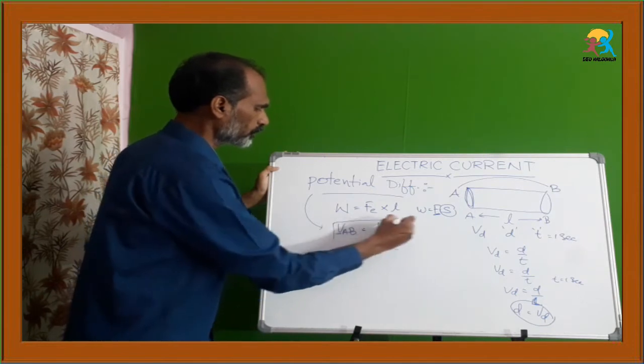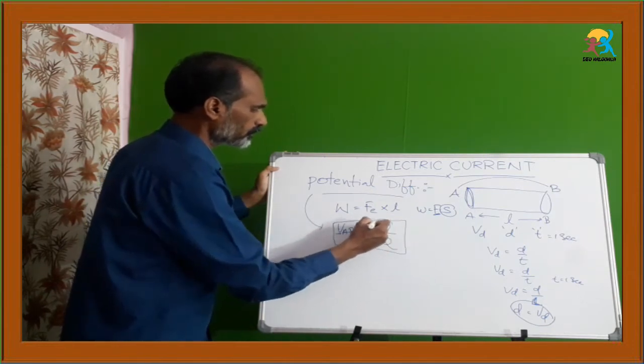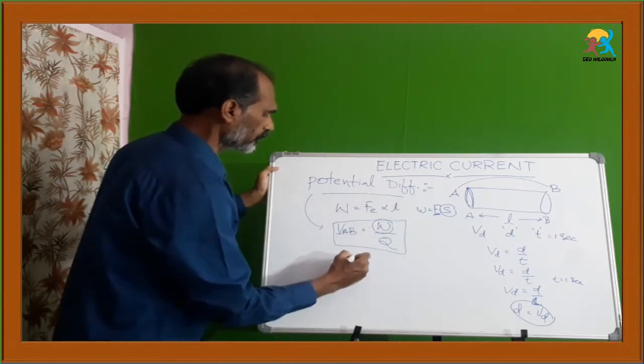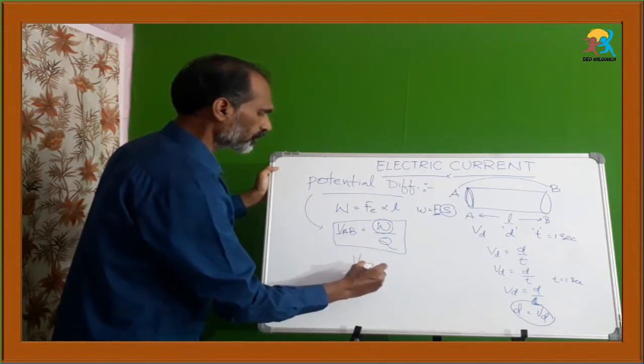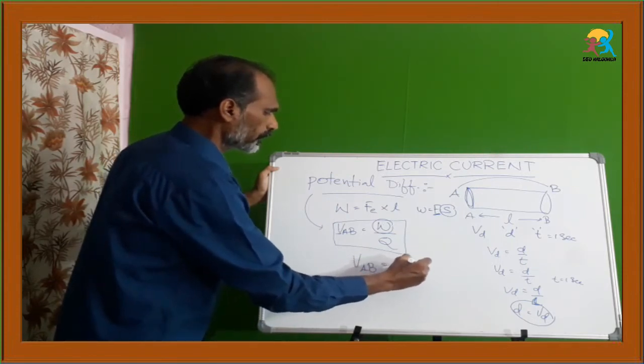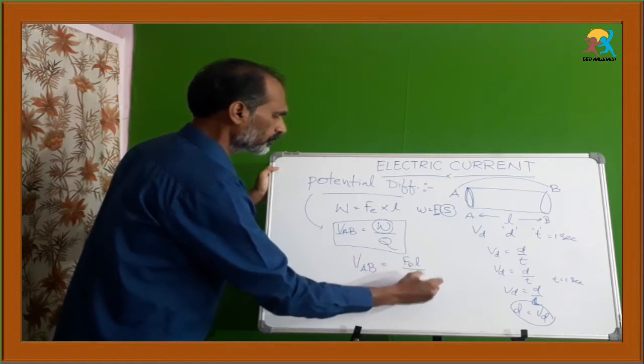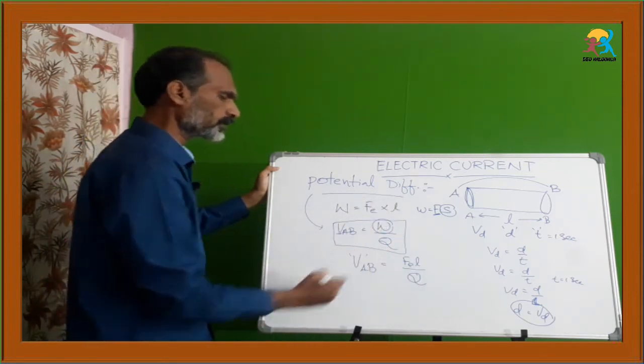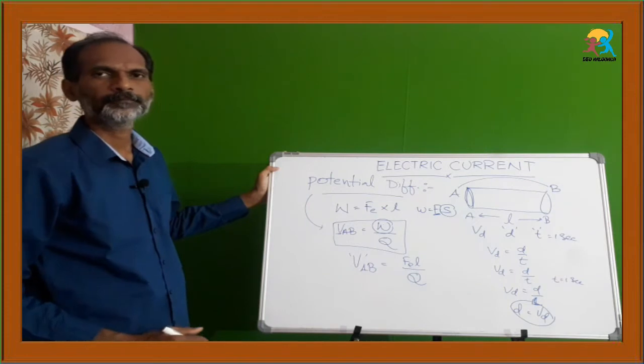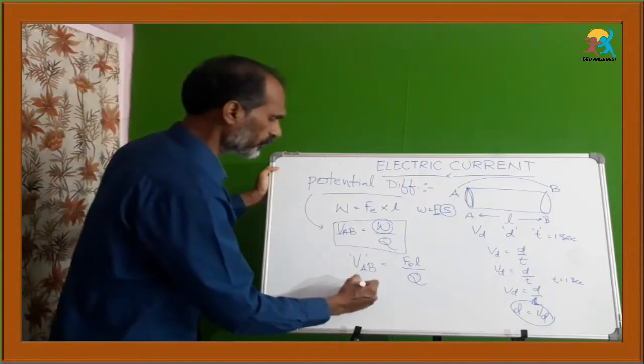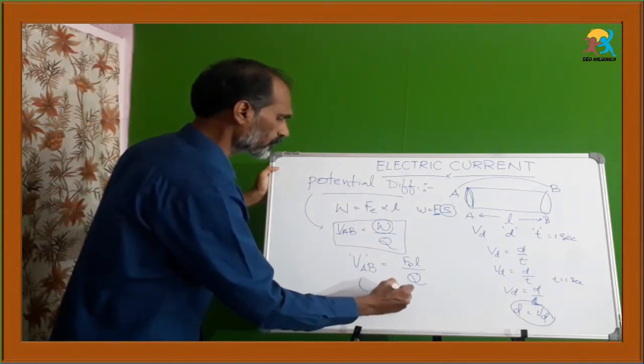W by Q. We know that W is equal to F into L. So VAB, the potential difference, is equal to FeL by Q. Potential difference is also called voltage, and it is measured in volts.